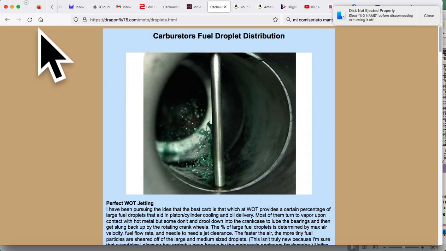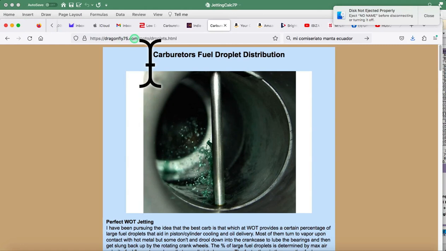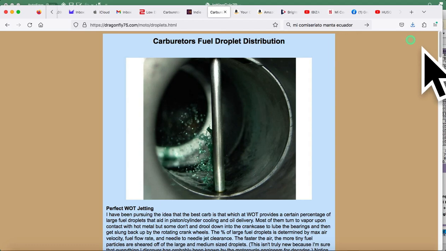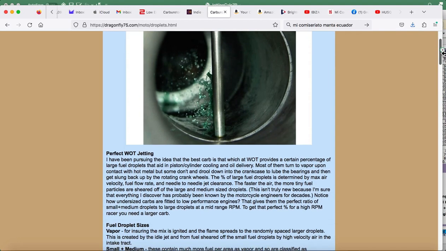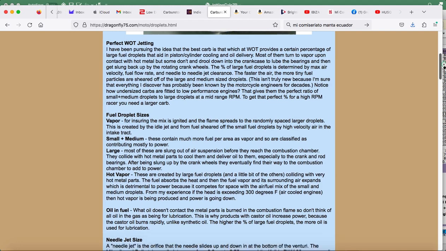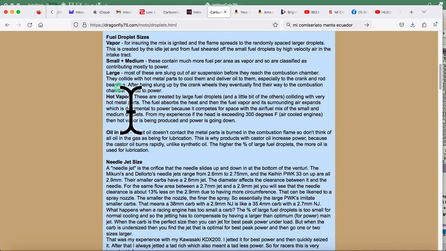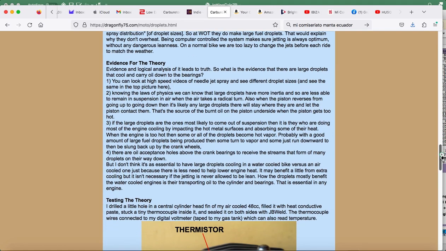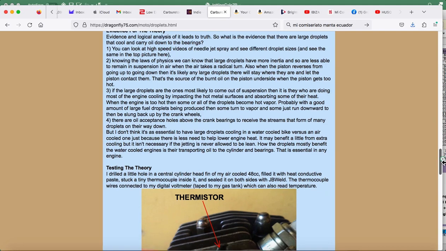This is my page on the subject. Right here is the direction. I'm talking about this subject because I think it might be of use to some people, in regards to engine heat and lower bearing lubrication. So I explain myself pretty well on this page, telling what the different size droplets are for, how they're formed, etc. And even giving an example.